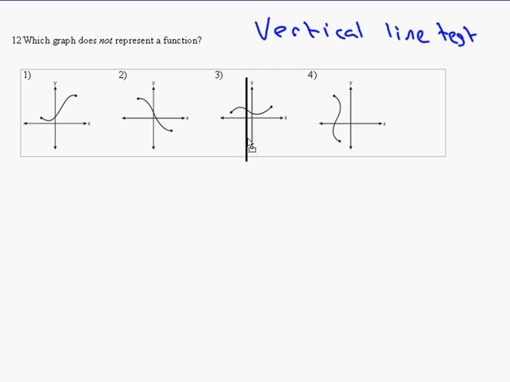Choice 3 is also a function. Now choice 4 is not a function because when I draw a vertical line, it crosses it at more than one point. Here, here, and here. So choice 4 is not a function.